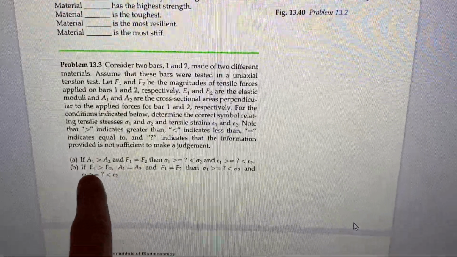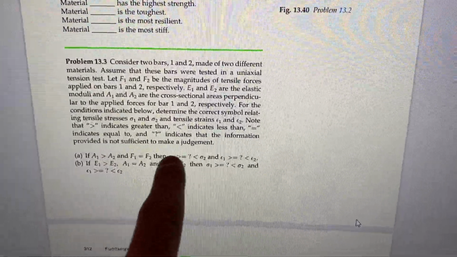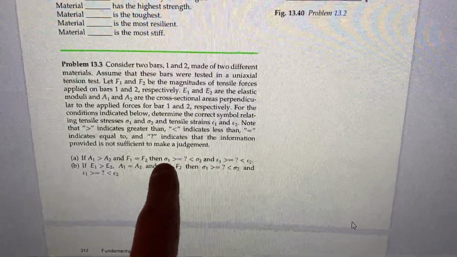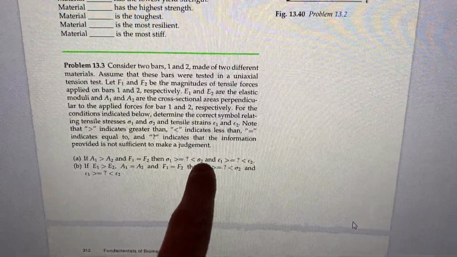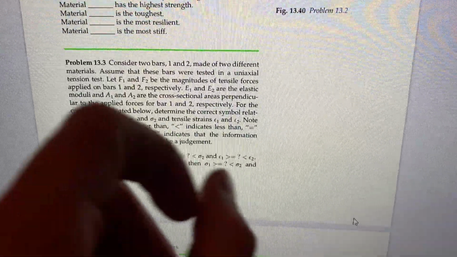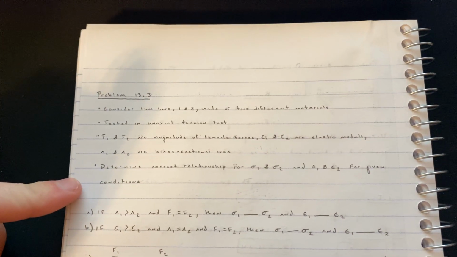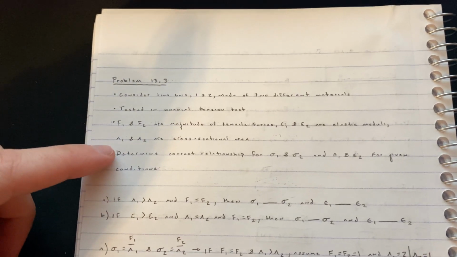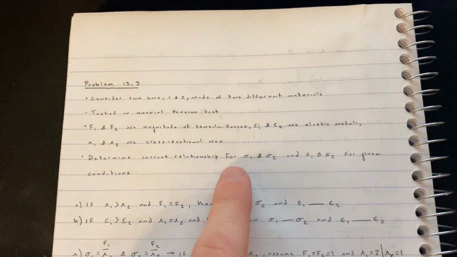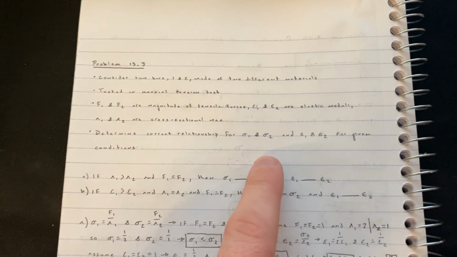It asks us, given the conditions below, to determine the relationship between the stress on material 1 and the stress on material 2, and then the strain on material 1 and the strain on material 2. So I have written down here exactly what the problem asks us, defining F, E, and A, and asking what is being asked, which is to determine the relationship of stress and strain between the two materials.